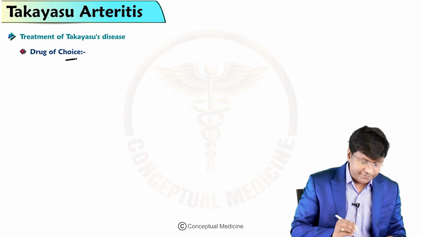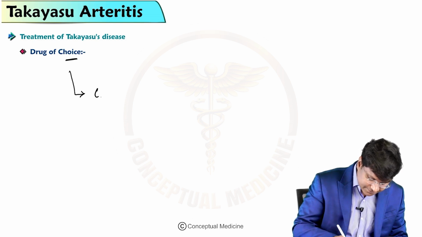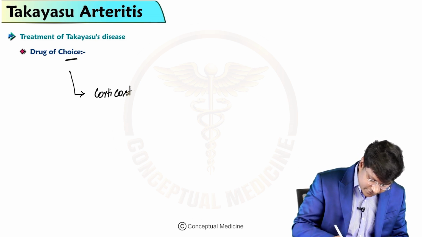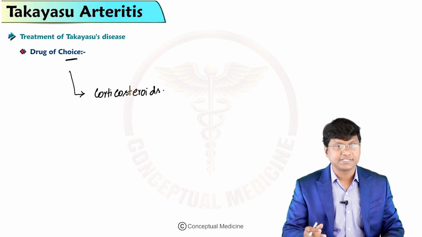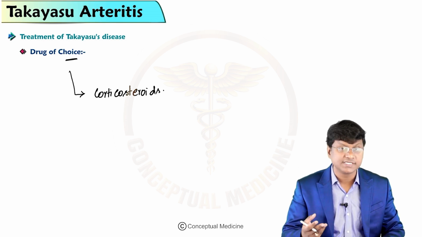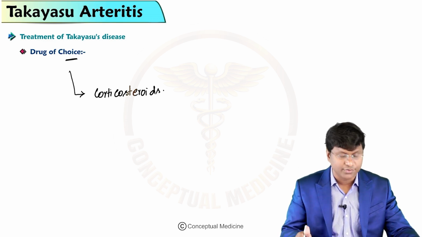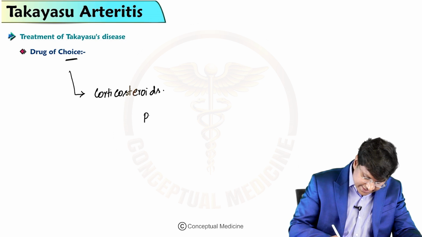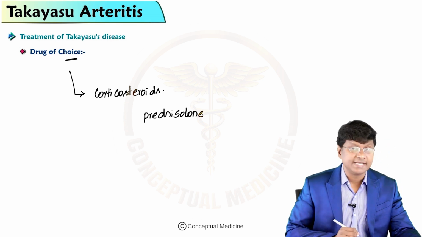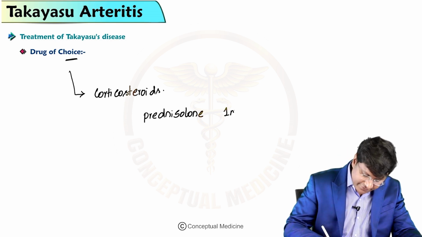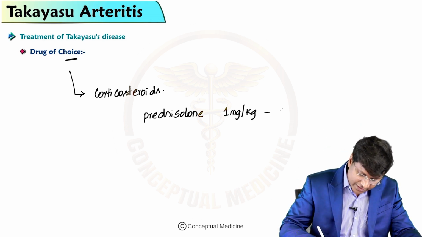Then, having discussed investigations, treatment, if you see, what is the drug of choice? Drug of choice will be corticosteroids. So, in most of the forms of vasculitis, corticosteroids play a very important role, except for your Kawasaki. In Kawasaki, the drug of choice is intravenous immunoglobulins. But here in case of Takayasu, the drug of choice will be corticosteroids. The example is prednisolone. This prednisolone should be given at a dosage of 1 milligram per kg, and this has to be given for nearly around 1 month.